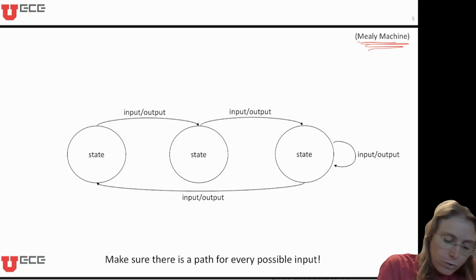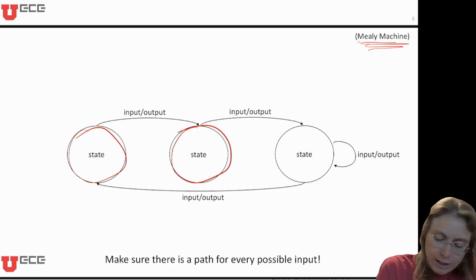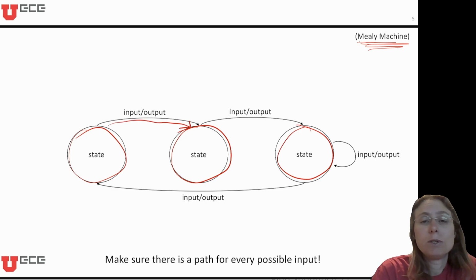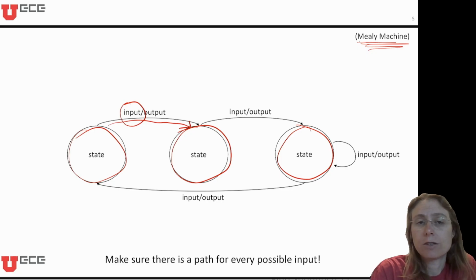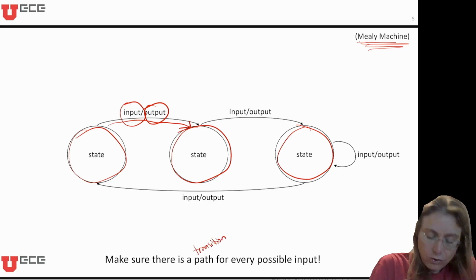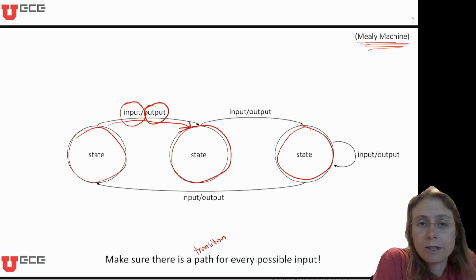So we have circles to represent the state we're currently in, the memory state, and then we have arrows to represent how we transition between those states. And the arrow will tell us what input will cause us to transition to that other state, and it'll also tell us what output we should give in that case. And the important thing to remember when drawing these diagrams is that you have to make sure that we have a transition, a path, for every possible input. Otherwise, I could get stuck in a state.